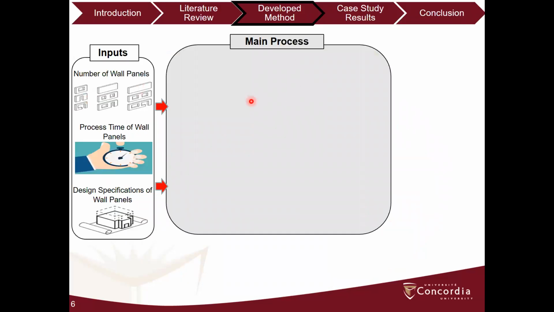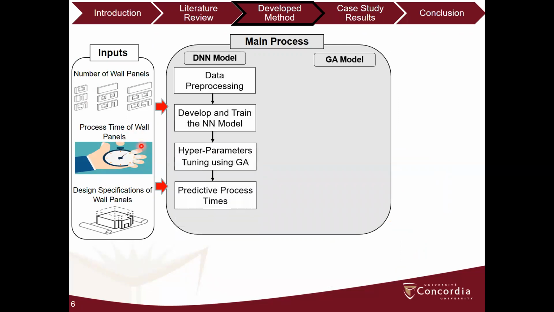To achieve these research objectives, we have developed a method that combines deep neural network and genetic algorithm in order to solve the modular construction manufacturing scheduling problem. In this respect, the first step is to use the historical time data along with design specifications of module components as an input in the DNN model.